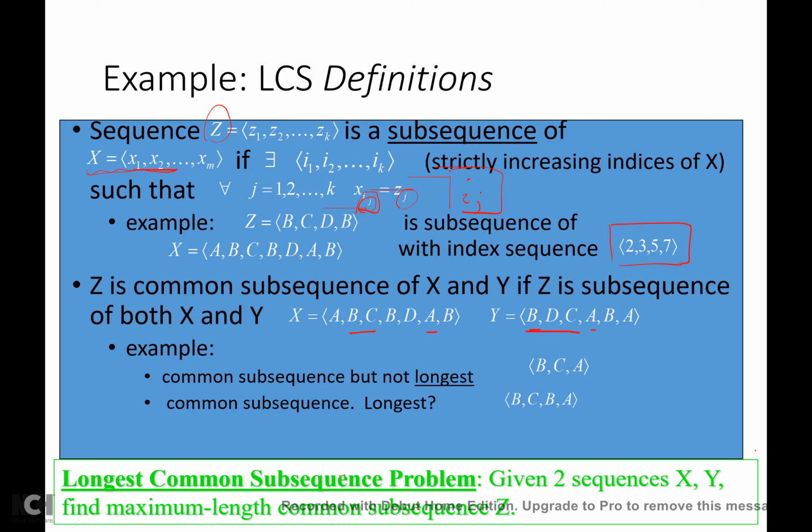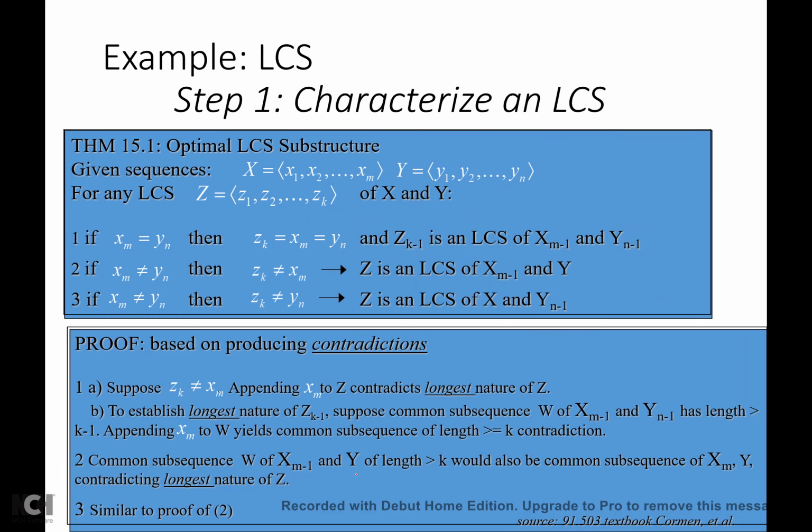The longest common subsequence problem: given two sequences X and Y, find the maximum length common subsequence Z. We solve it within 4 steps, right? The first step, we have to characterize a longest common subsequence, whose solution contains the optimal solution of its subproblems, and we say that's true.